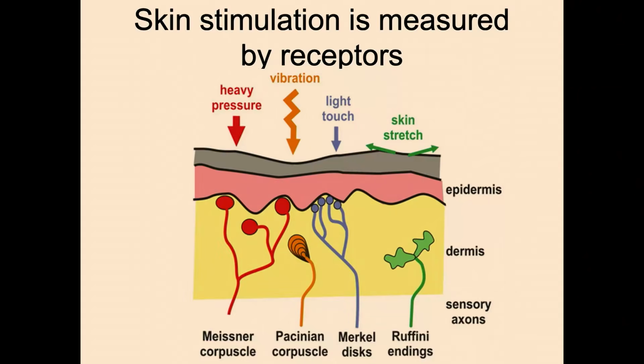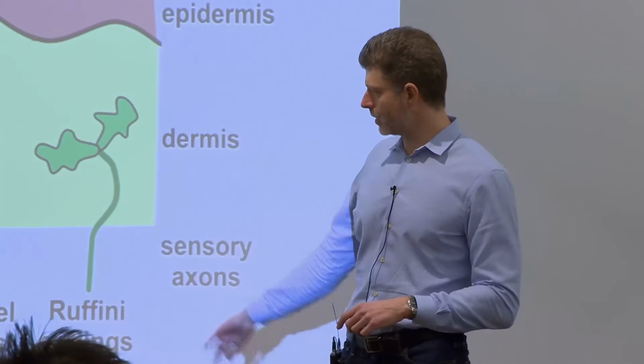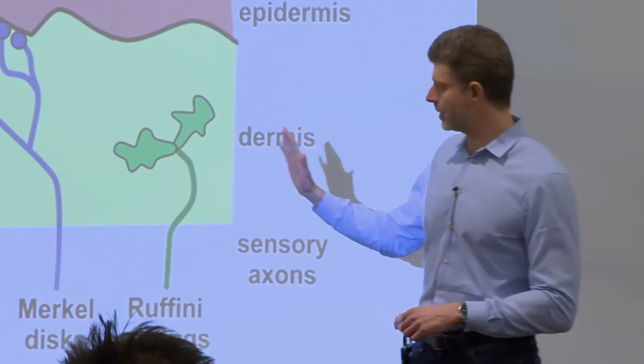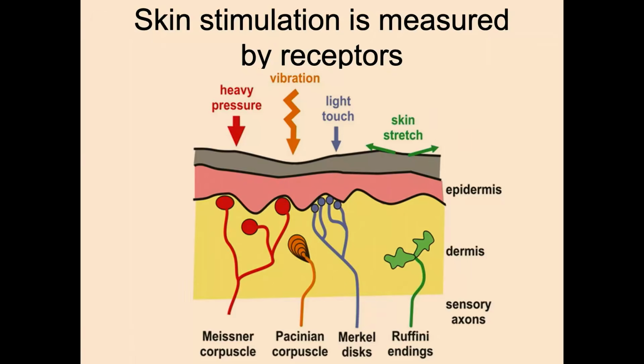Okay? So in the somatosensory system, at least within the skin, skin stimulation is measured by 4 main types of receptors. They each have different names. You don't have to memorize the names, but you should be familiar with the conceptual distinctions between the different receptors. Okay, so we've got the Meissner corpuscle, the Pacinian corpuscle, the Merkel disc, and the Ruffini ending.